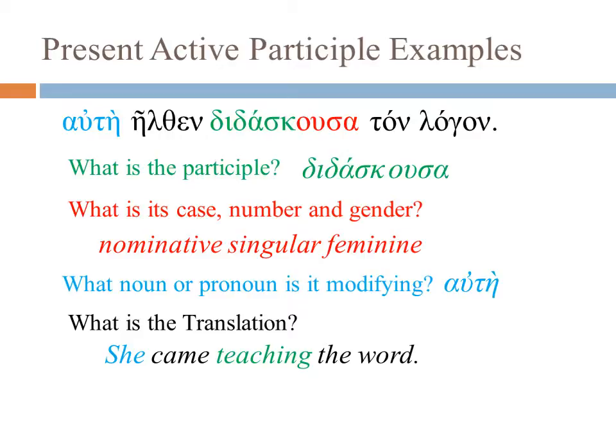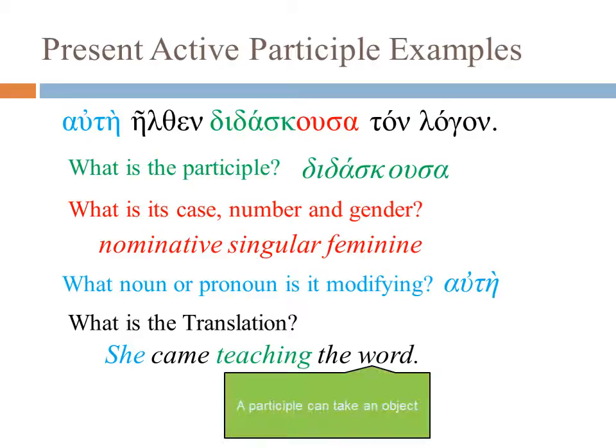Why is didaskusa not related to logon? How do we know that? We know it because, oh, I love Greek, because the case, number, and gender must agree. This is a feminine adjective. It cannot attach itself to a masculine noun, which logon is. A participle, however, can take an object. So she came teaching the word. She did not come the word. She came teaching the word.